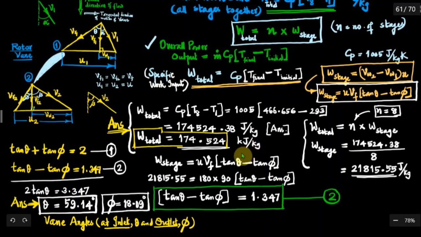So please practice this one. And one thing is important, we have to know the relations, the basic concepts, velocity triangle, expression for work done, stage work, overall work done, the expression for isentropic efficiency, and the temperature and pressure ratio connection in an isentropic process, and so on. So please practice this very well.